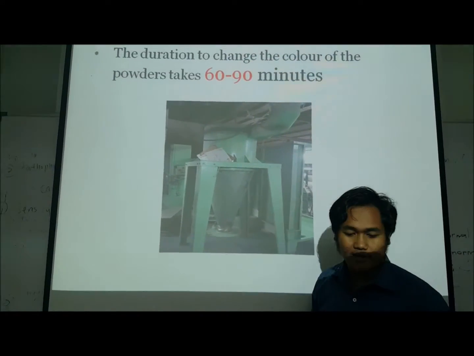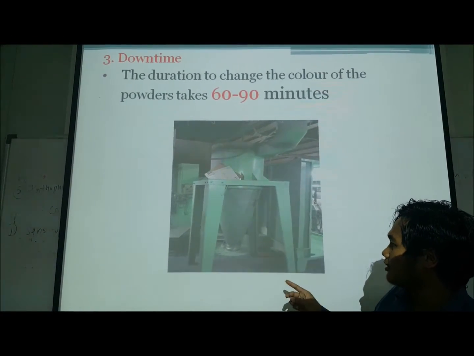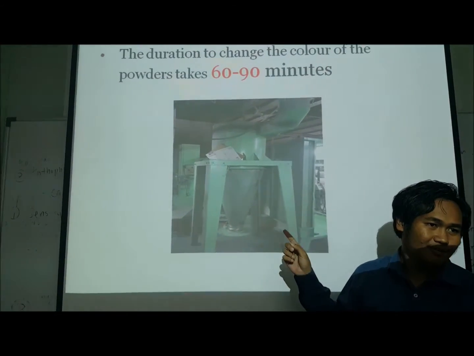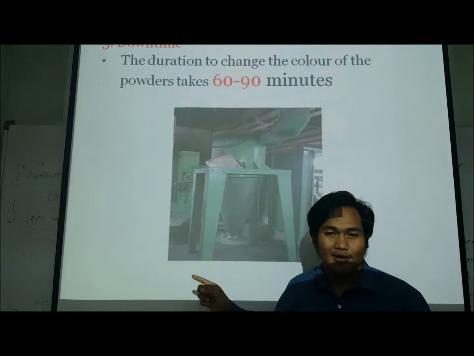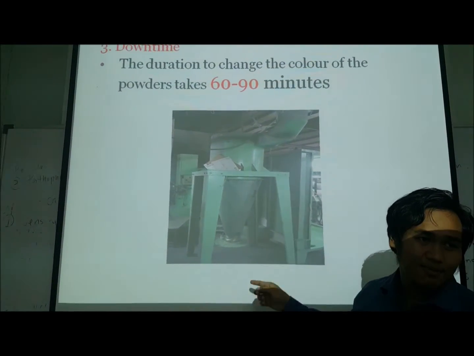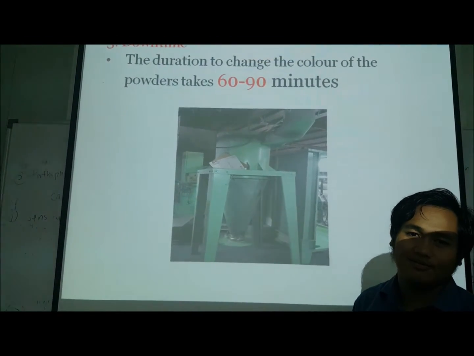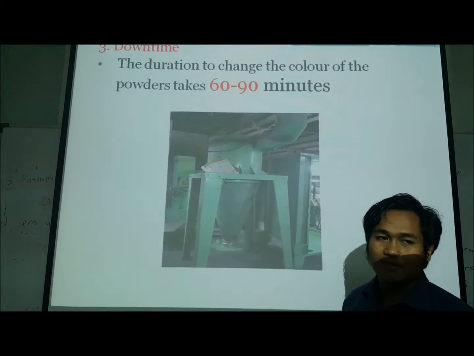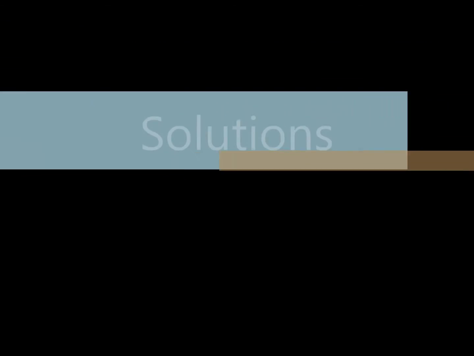Since we have the problem with contamination, we also have a problem with the cyclone spray. As we know, each powder color change takes about 60 to 90 minutes to clean up, and there's no guarantee it's properly clean. Okay, that's all.